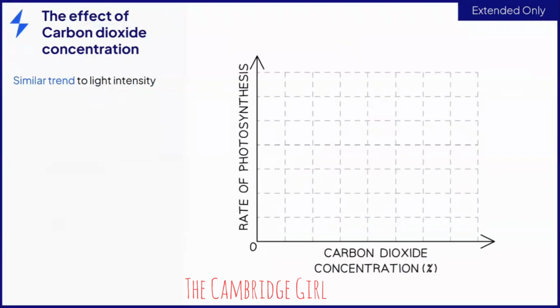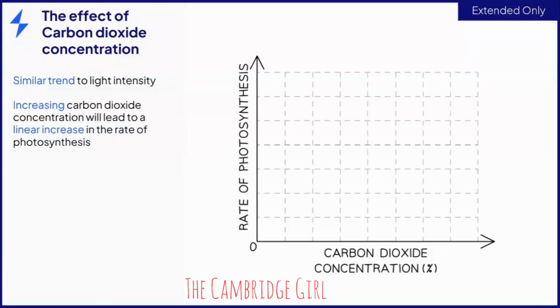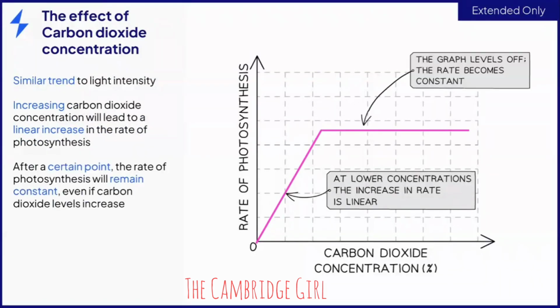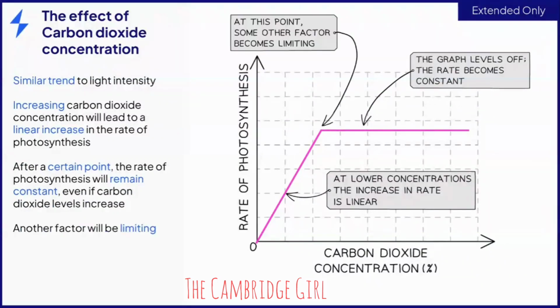The graph showing the effect of carbon dioxide concentration on the rate of photosynthesis will display a similar trend to light intensity. Increasing the carbon dioxide concentration will lead to a linear increase in the rate of photosynthesis up to a certain point. Any further increase in the carbon dioxide levels will not result in a corresponding increase in the rate of photosynthesis. At this stage, one of the other factors will be limiting the rate of photosynthesis.